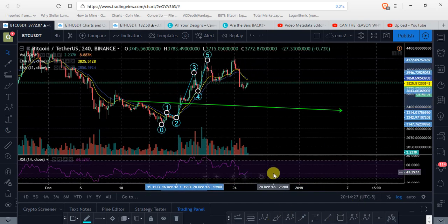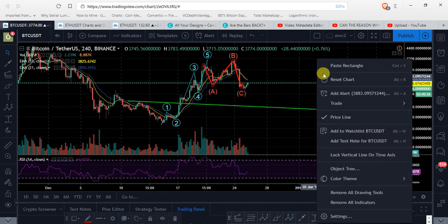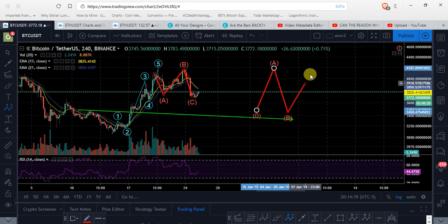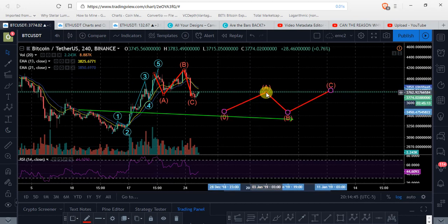This is a flat correction. We got a flat correction, and you can go back and watch my video about Ethereum. This is a flat correction. It looks like this. It can be short or long, it doesn't matter. It can be wide like that. It doesn't matter how it looks. Sometimes it can look like this. So you have to be able to recognize a flat correction.